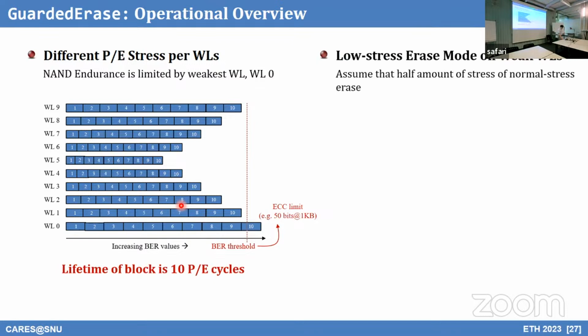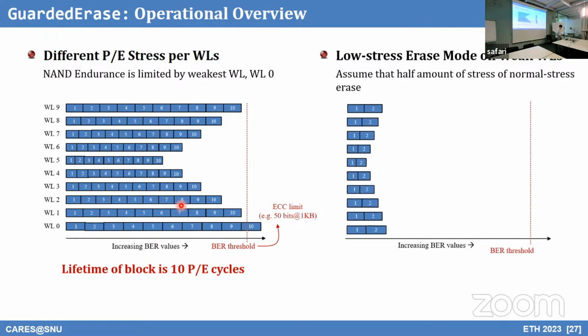Okay. So we introduce the low stress erase mode, and whenever we find that some word lines are getting older too fast, we give that word line some rest. So we erase with the low stress mode. In this picture, for example, after 2 erases, we find out word line 0 is already ahead of all others. So next time when you erase word line 0, we erase it with the low stress erase mode, with this white box.